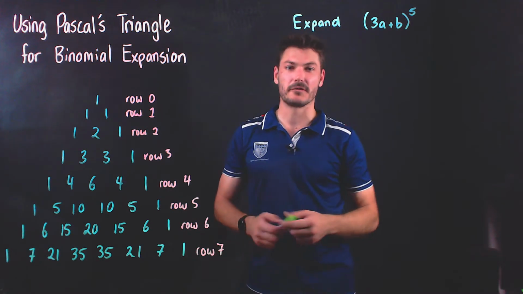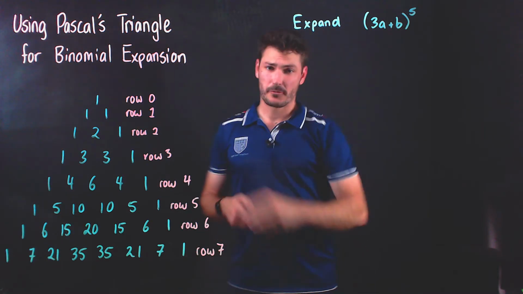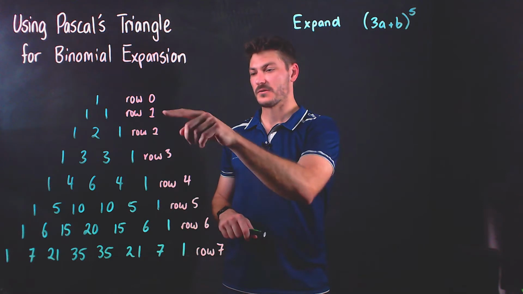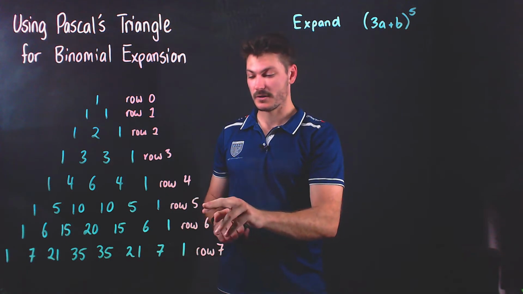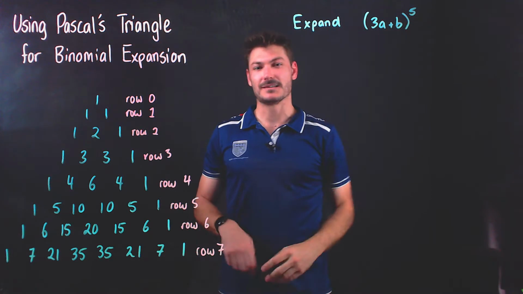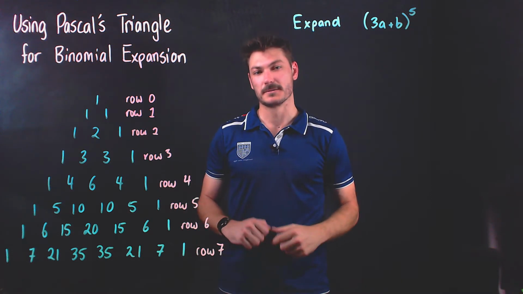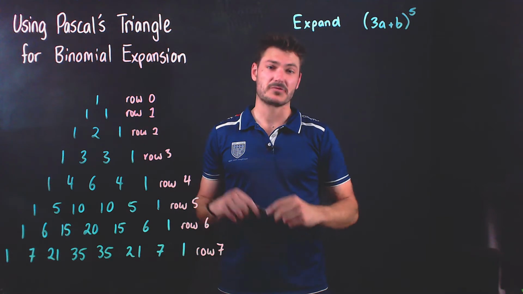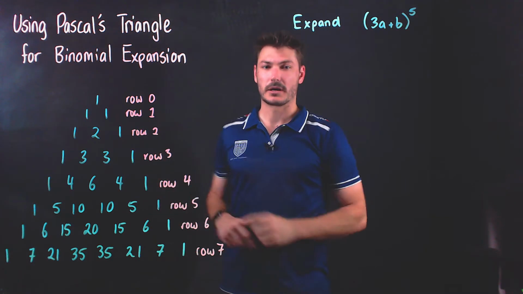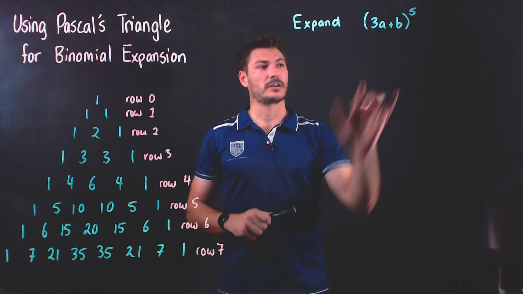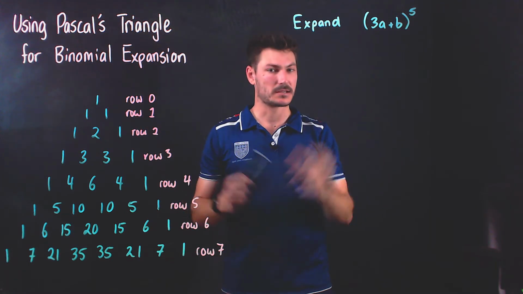And the second bit of information that you need is that it starts from row 0, which is really important, and then goes to row 1, 2, 3, 4, etc. And that row number, in this case row number 5, matches the index that you're going to be using to expand. Okay, so let's get straight into it. I'm going to leave Pascal's triangle for a moment, show you where it comes in a second, but first we're going to need to look at how we actually do the expansion.